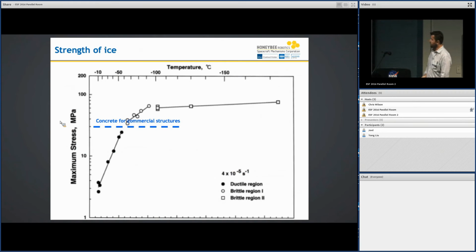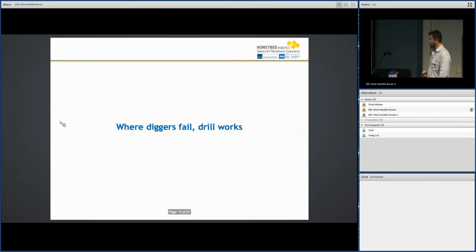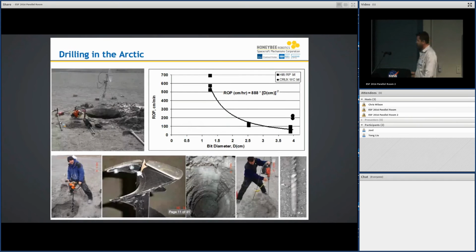Well, if you switch gears and look at the strength of ice, for reference, this is the same concrete, around 30 MPa. This is temperature. If you go to very cold temperatures, ice itself is much harder than concrete. So if you go to the Moon, Mars, or other planets, and you have ice which is locked in a matrix, you're going to have a hard time digging it.